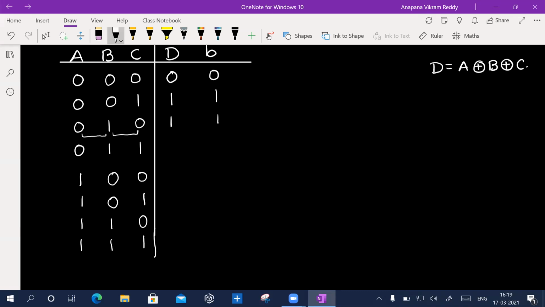End of the day, you will get this one only, D. Like in full adder, S is equal to A exclusive or B exclusive or C. For full subtractor also, you will get the same thing. You can check it out, okay?